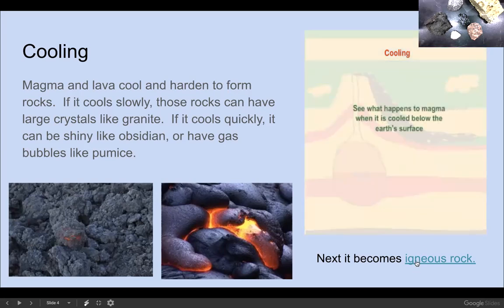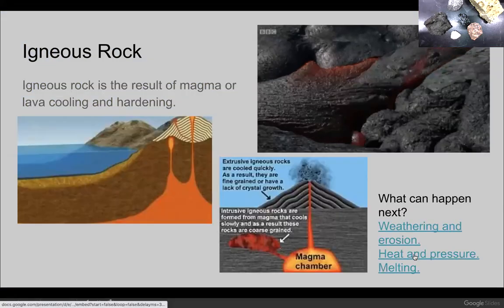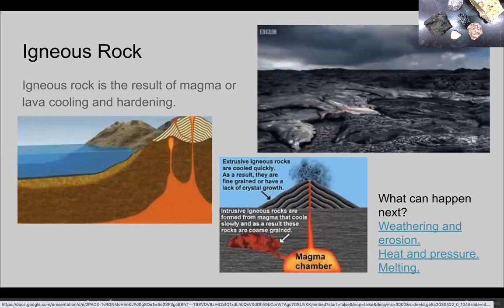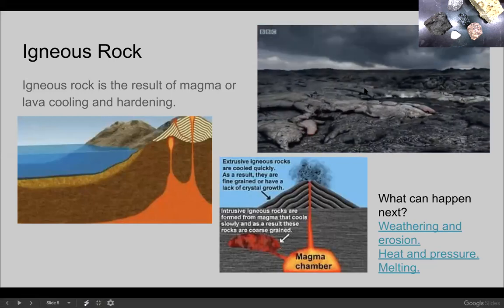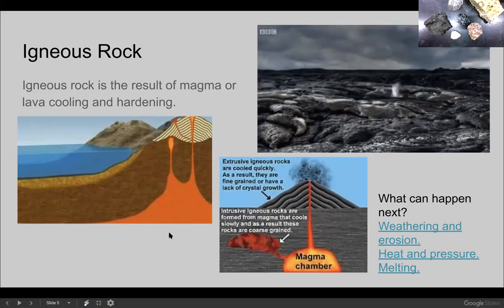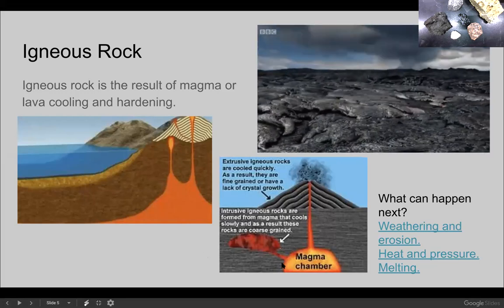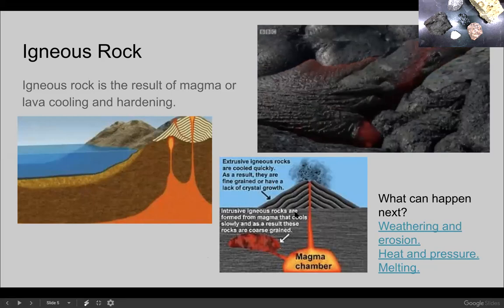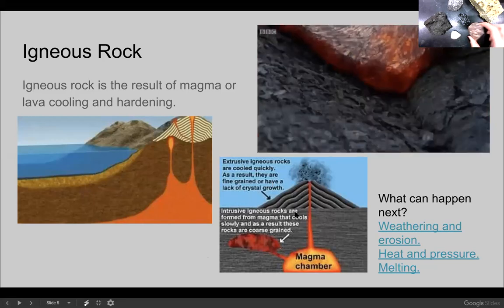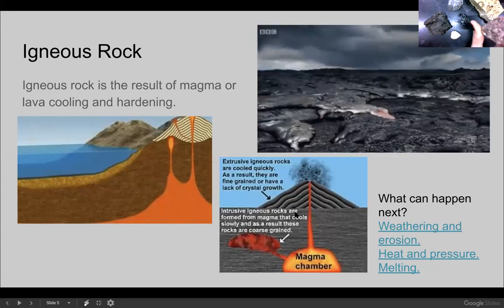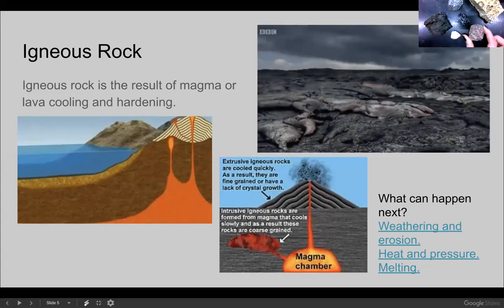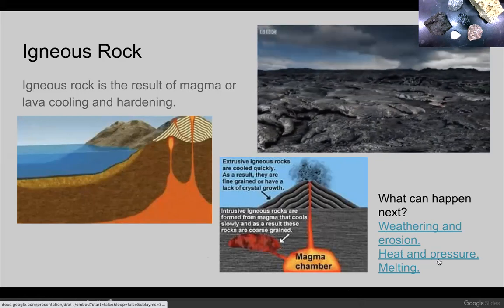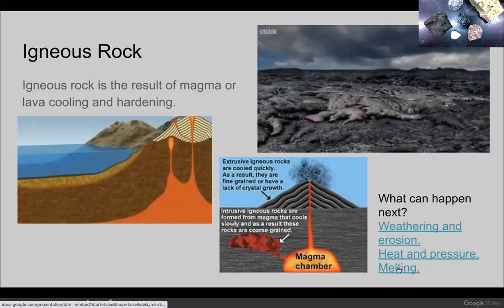All right, so let's head over to the next step, which is igneous rock. This is already in your notes, so you don't have to copy anything for this, but here you have some images of lava forming into igneous rock and some diagrams of some volcanoes showing your intrusive and your extrusive igneous rocks. So we are at one phase of the rock cycle called igneous rock, and anything can happen to an igneous rock. It can be weathered and eroded, there can be heat and pressure, or it can melt again.